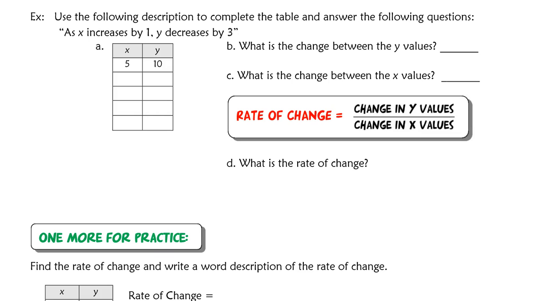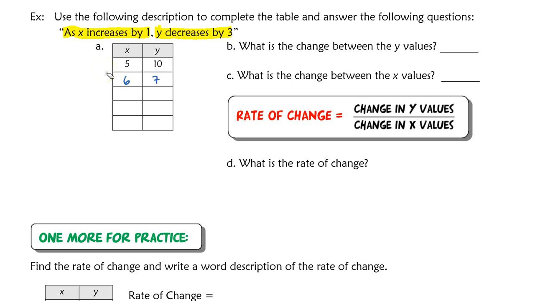Now, one of the things that we're going to have to do is fill in tables based on a rate of change. So here's a sentence that describes a rate of change for us. It says, as x increases by 1, y is going to decrease by 3. So let's go ahead and try to fill out this table. So we want to increase the x values by 1. So that means we're going to increase 5 to 6. And then at the same time, the y value decreases by 3. So we're going to take away 3 from this 10 here to get 7. So as x goes up by 1, the y goes down by 3.